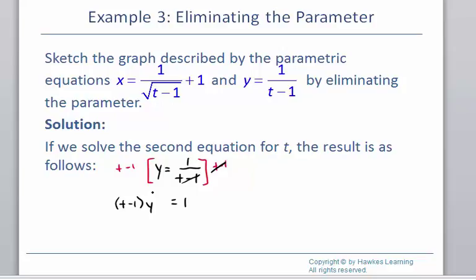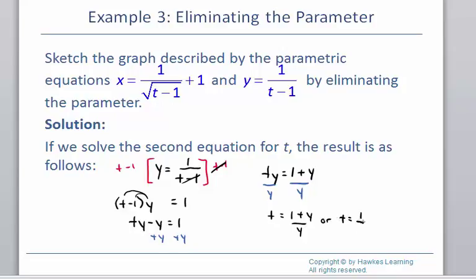Remember that our goal is to solve for t. So I'm going to go ahead and distribute the y through that parenthesis. So I have t times y, and then I have y times negative 1. I'm going to add y to both sides. So I have ty is equal to 1 plus y. And then I'm going to divide both sides by y. So t is equal to 1 plus y over y, or you could write this as t is equal to 1 over y plus y over y, and realize that y over y is going to be the same thing as 1.